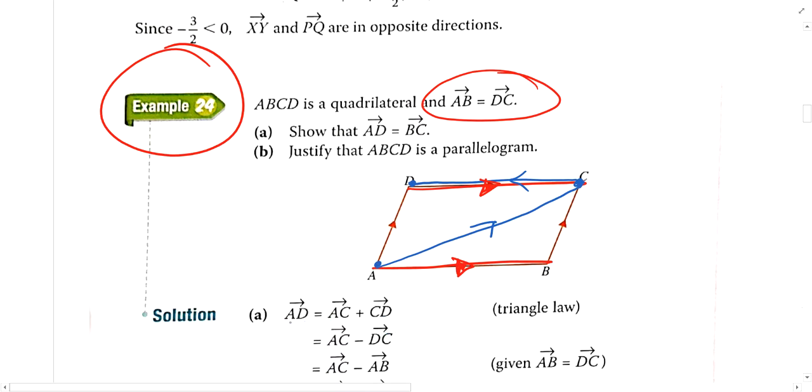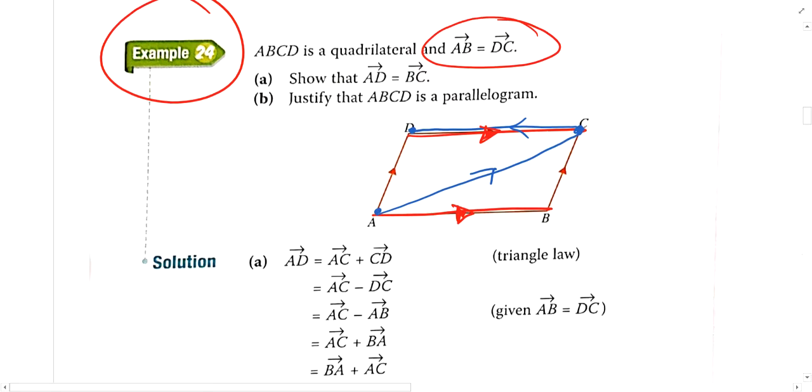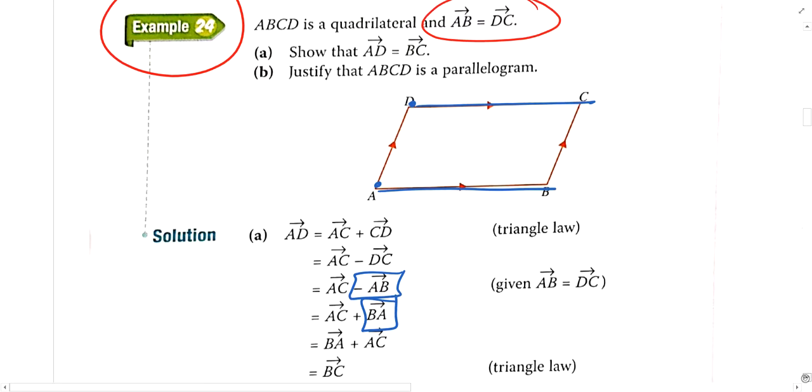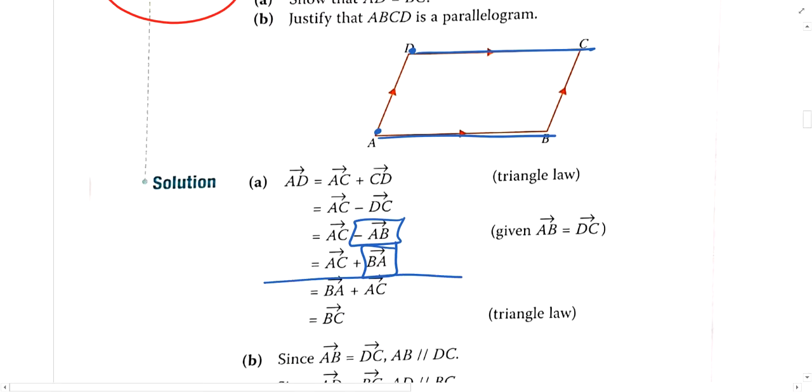Okay? So we can rewrite this AC plus CD to become AC minus DC. You all know how to flip. Now, DC is actually the same as AB. So we're going to substitute them this way. And then negative AB is the same as BA. So AD is the same as AC plus BA so far. Until this step everything is correct.